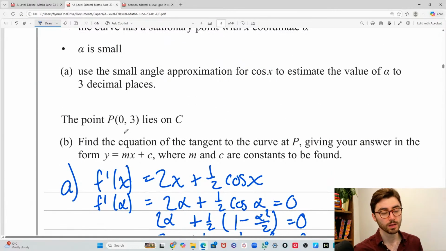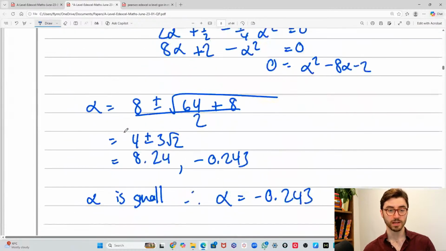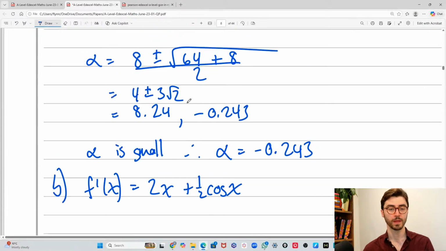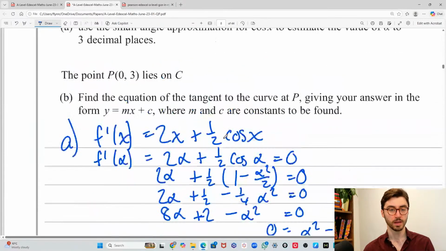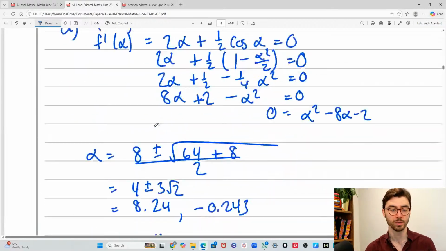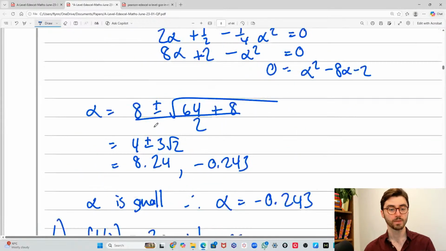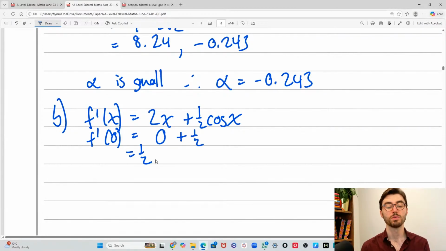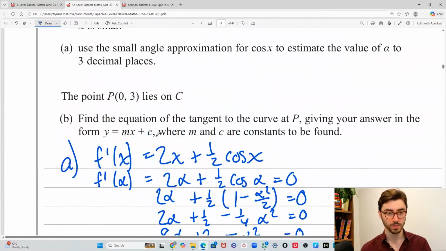The point 0, 3 lies on C. Find the equation of the tangent to the curve. Well, let's first find what... So let me rewrite f dash of x. I think it was 2x plus a half cos x. Let me just confirm. And it's in radians, clearly. Okay, it doesn't really matter because it's 0.03. So when x equals 0, f dash of 0 is 0 plus a half, so it's equal to a half. So that is the gradient of the tangent at the point where x equals 0.